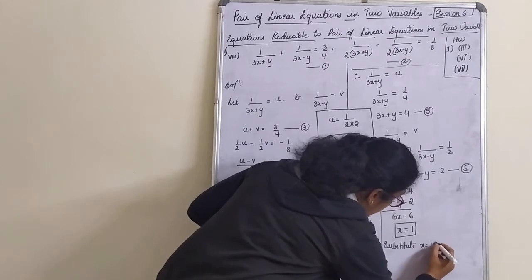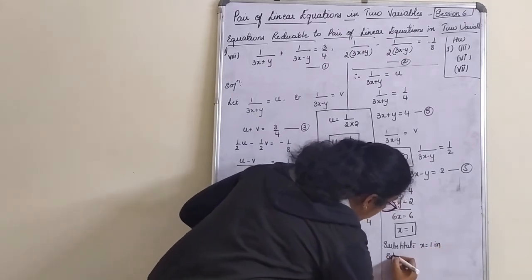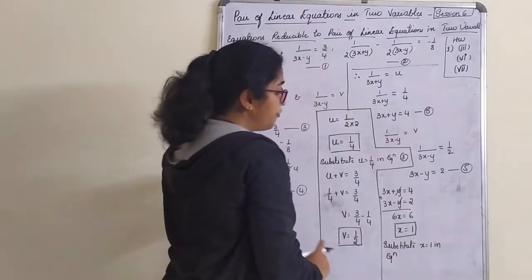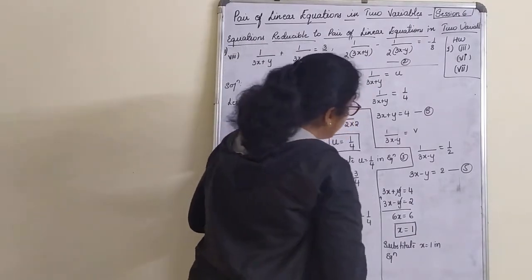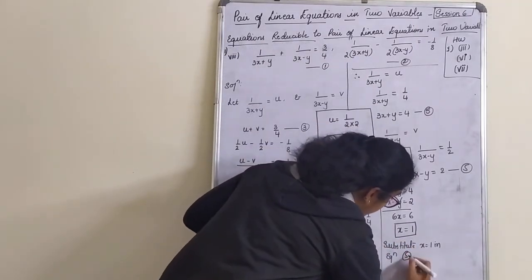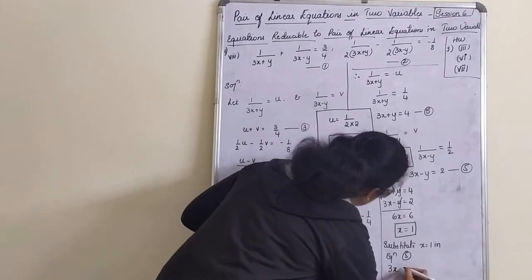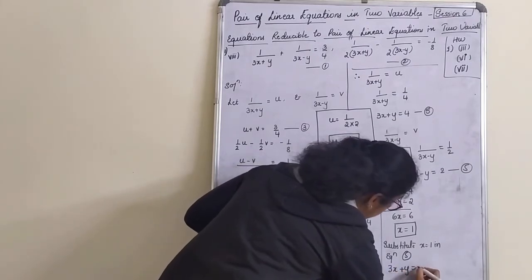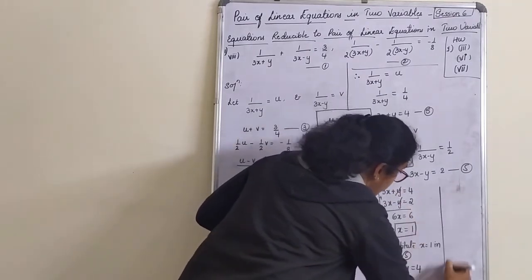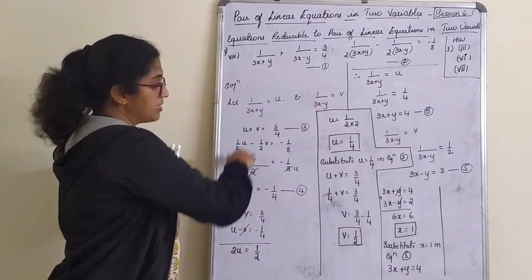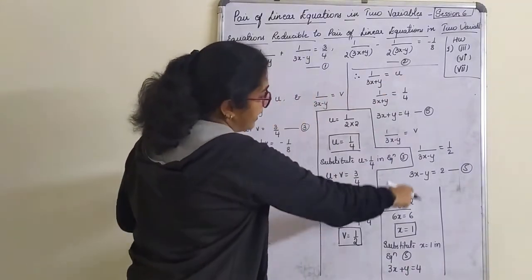X is equal to 1. In which equation do you substitute? Either equation 4 or 5 only. Let us take equation 5: 3x plus y is equal to 4. I started the sum here with the u value, then again the further value.